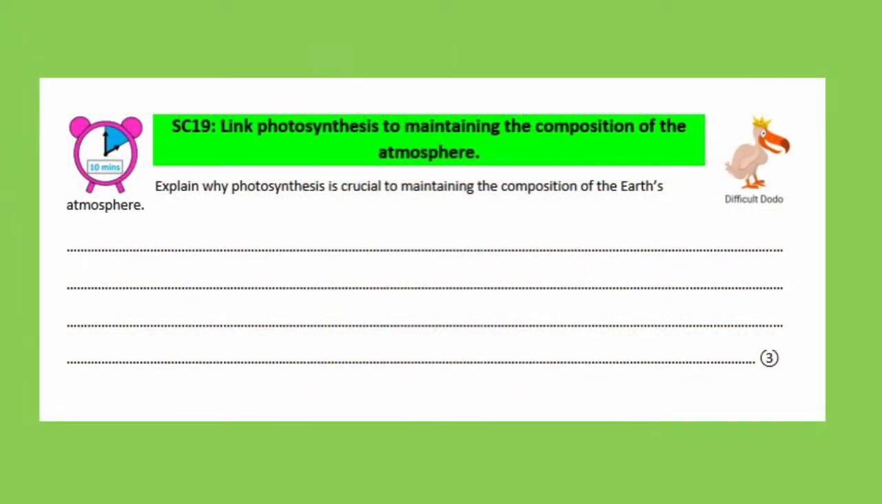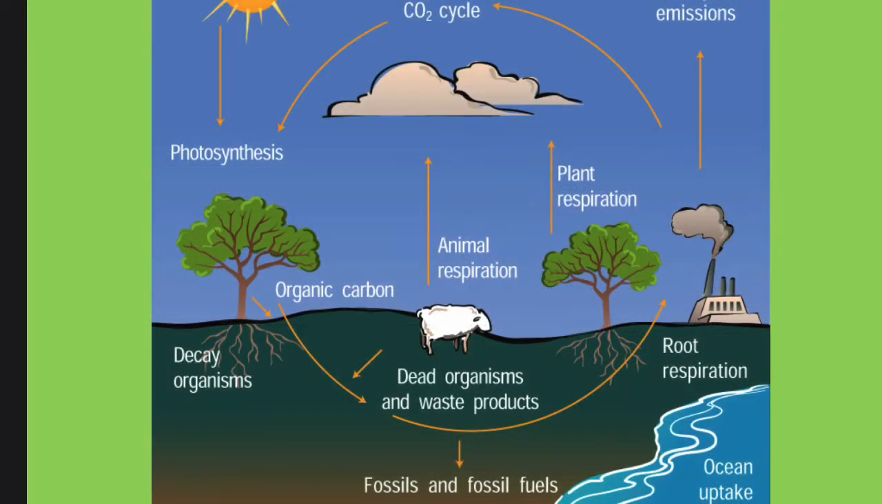On to SC19, explain why photosynthesis is crucial to maintaining the composition of the Earth's atmosphere. Again, this is a complex question, so I'm going to go through the answer and then you're going to try writing your own.